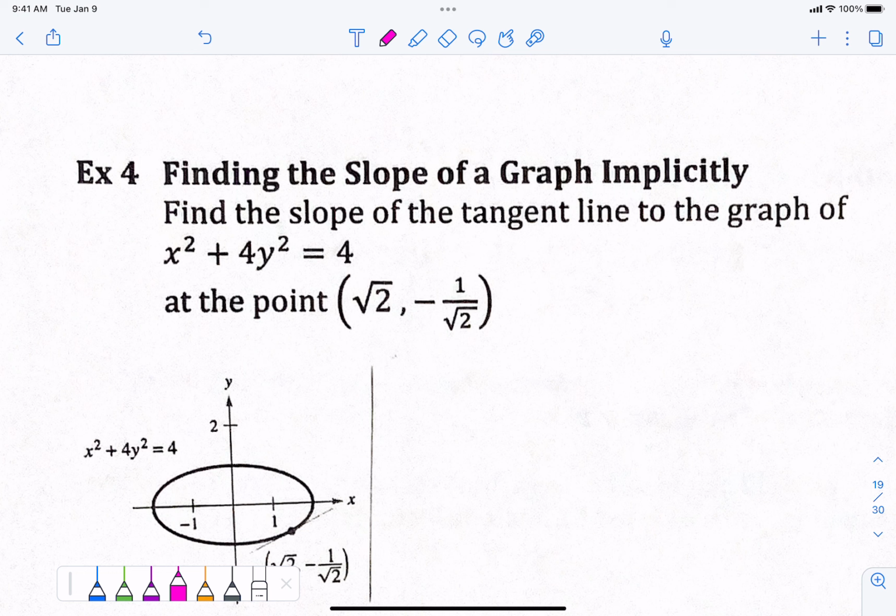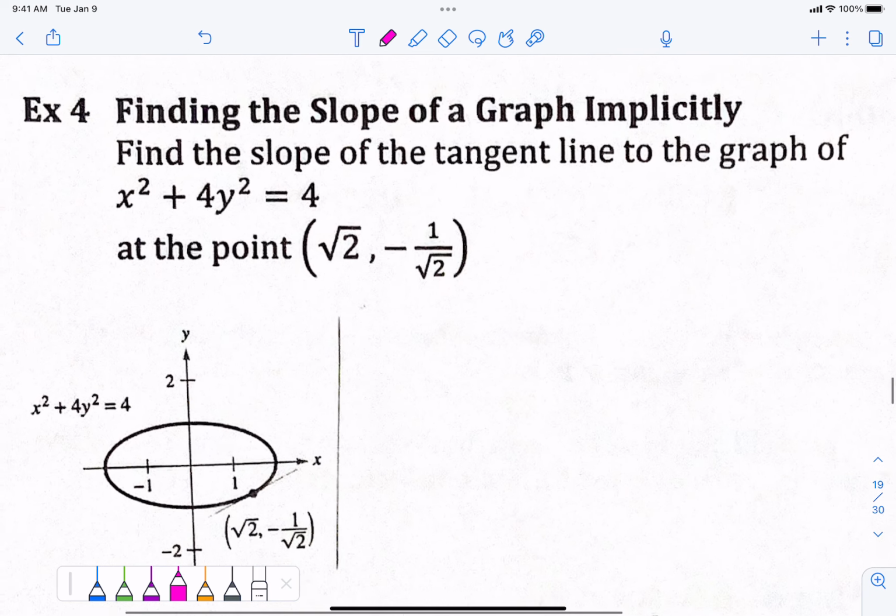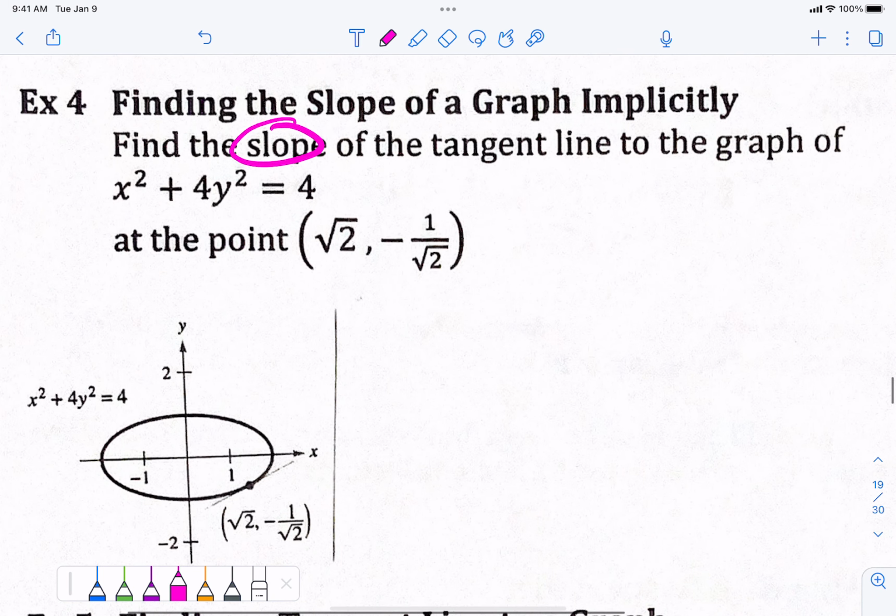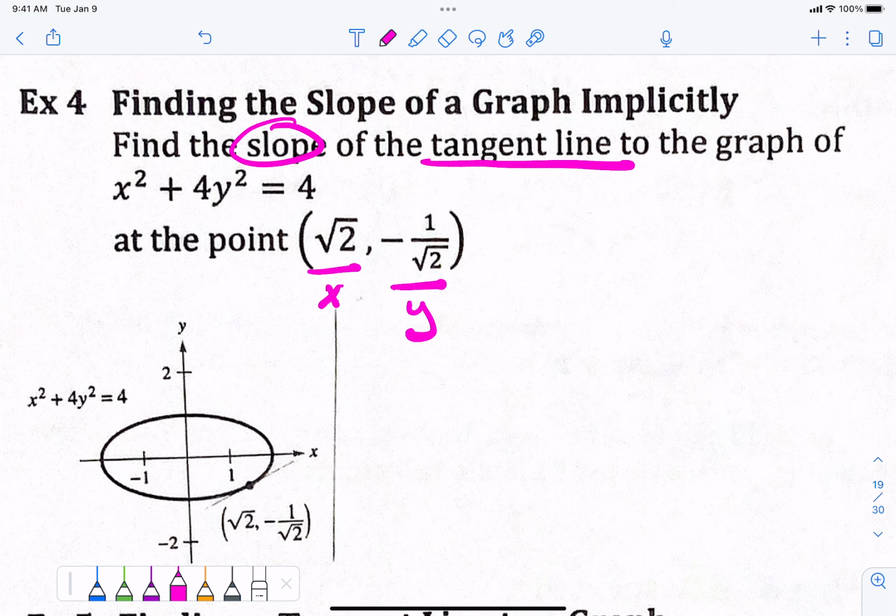We're gonna do that same thing to example 4. We're gonna find the derivative, but we're actually gonna plug the points in and solve and make the equation. So find the slope of the tangent line, which is saying the derivative, but we have a particular point to plug in for x and y. So this is x, this is y. We have to find the derivative. The square roots actually end up making it nicer than what you think.